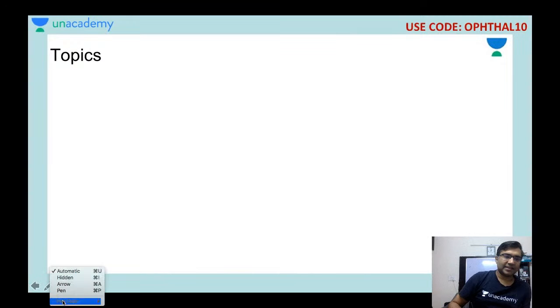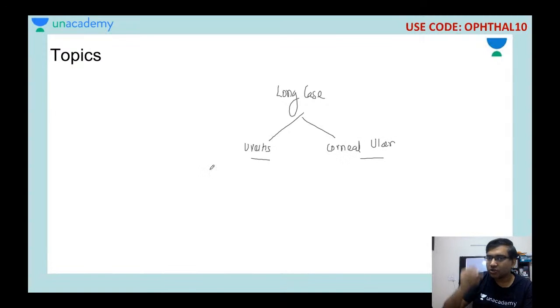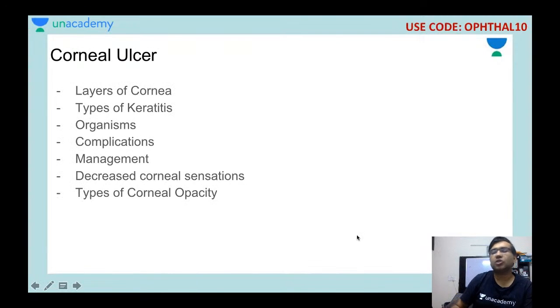So, long case. I have been the student teaching in charge at AIIMS, and I have seen that whenever they give a long case of the red eye, the two most important cases they give are either uveitis or corneal ulcer, where you would have a red eye. So what are the topics that you have to remember regarding the corneal ulcer?